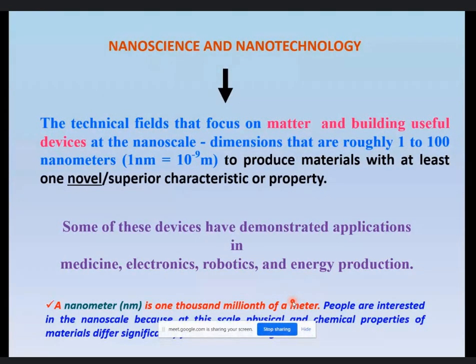And all of you know what a nanomaterial is, 10 to the power minus 9. Some of these devices have demonstrated application everywhere, like medicine, electronics, robotics, and energy.